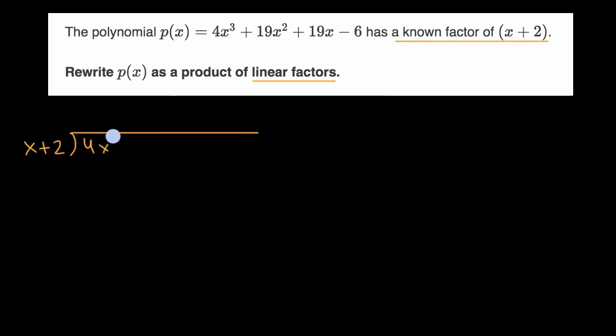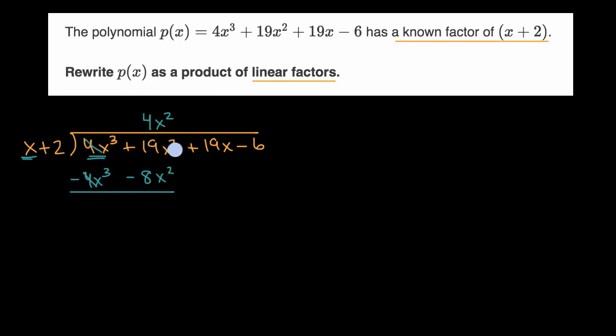So it's 4x to the third power plus 19x squared plus 19x minus 6. And we've done this multiple times already. We look at the highest degree terms. X goes into 4x to the third 4x squared times. I put that in the x squared, or the second degree column. 4x squared times x is 4x to the third. 4x squared times 2 is 8x squared. And then I want to subtract these from what I have up here, so I'll subtract. And then I'm going to be left with 19x squared minus 8x squared, which is 11x squared.